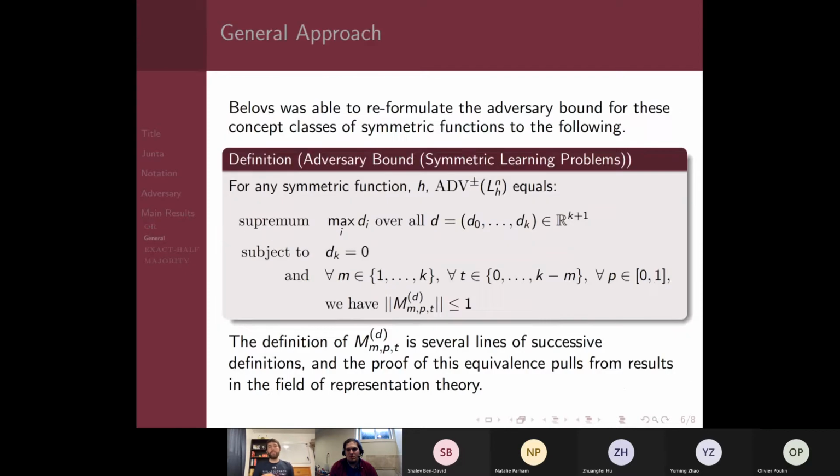So here he gets into this general approach. He reformulates this adversary bound for this specific concept class of symmetric functions, or I guess each concept class for each particular symmetric function. So he defines this new adversary bound, and he proves that it's equivalent.